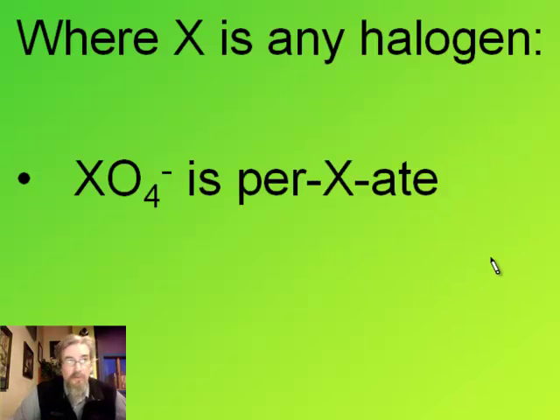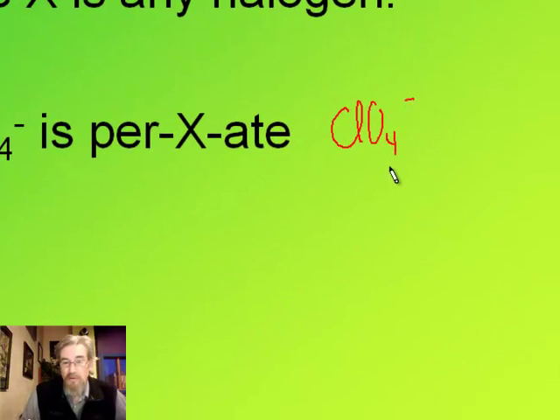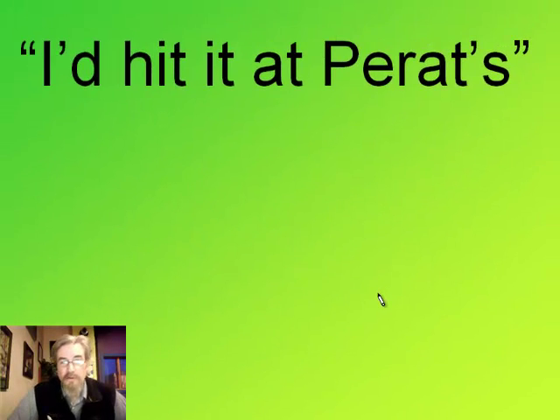And then there's another word part that means a relative quantity, and that's per. Per means more or beyond. So per-X-ate means more O's than ate even had. So ates were XO3s, per-ates are XO4s. So for example, ClO4 1 minus would be perchlorate. There's a goofy little phrase that has no meaning except to remember these ions.